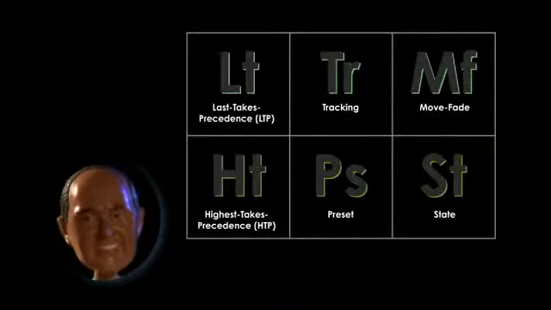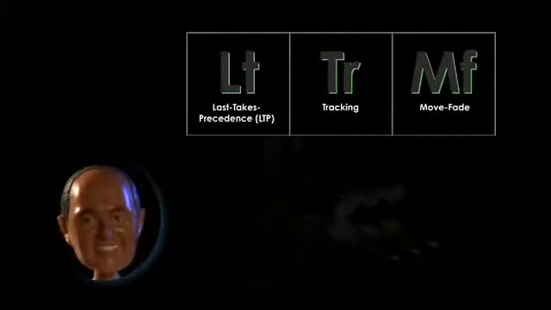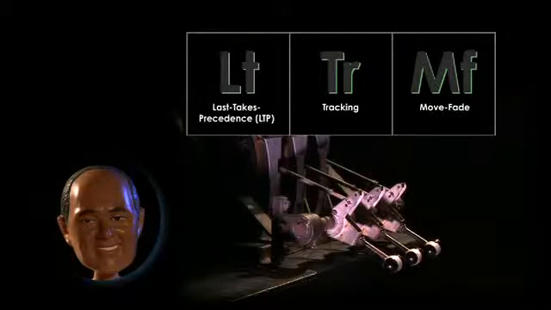The concepts HTP, LTP, tracking, preset, move, fade, and state are not new ideas. They've actually been around in theater lighting for a very long time and are still used in our modern lighting consoles. But let's take a look at how these concepts got their start. First, we'll examine LTP, tracking, and move, fade using this set of resistance dimmers.